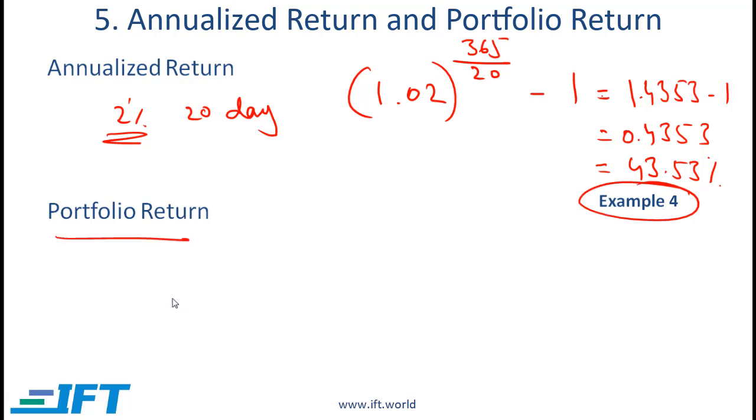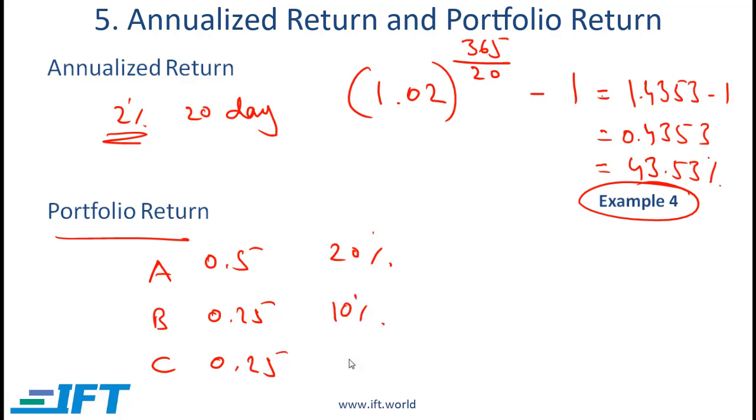Portfolio return is a straightforward concept that we've seen before. If you have three different stocks in your portfolio, let's say A has a weightage of 50%, B has a weightage of 25%, and C has a weightage of 25% also. The return on A is 20%, the return on B is 20%, and the return on C is 40%. What is the portfolio return?